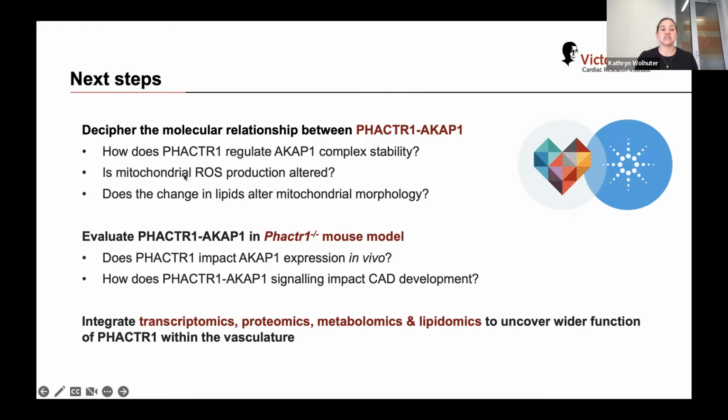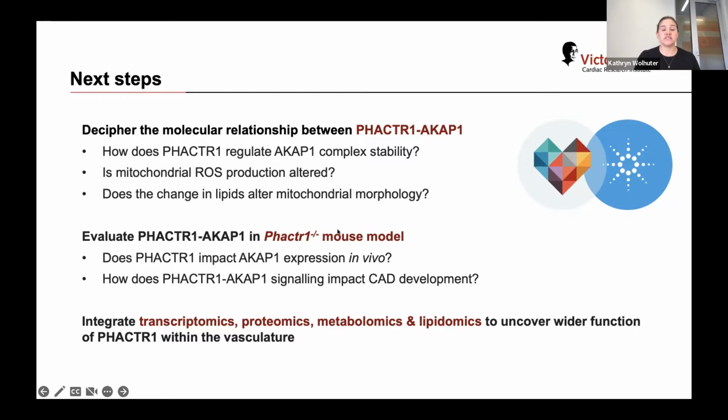Also key to this is looking at mitochondrial ROS production to see whether indeed the change of SOD2 expression is linked to increased or decreased ROS production within the mitochondria. And then because of this observation in the lipid composition within the mitochondria in these cell lines, we want to see if this has the ability to alter the morphology of the mitochondria, to get a better understanding of what exactly these interactions are doing.